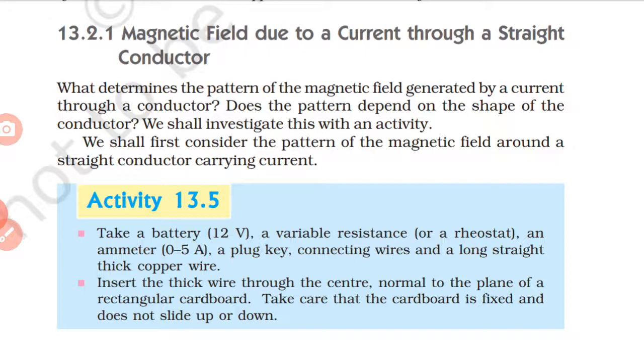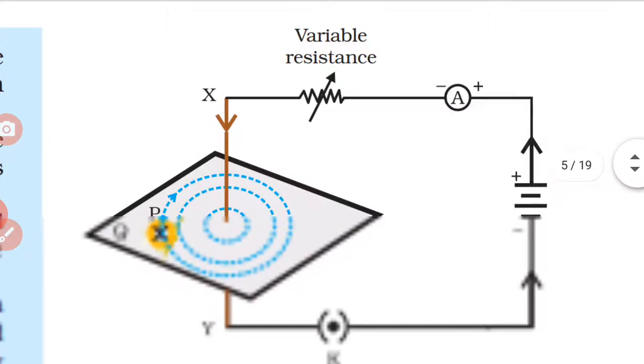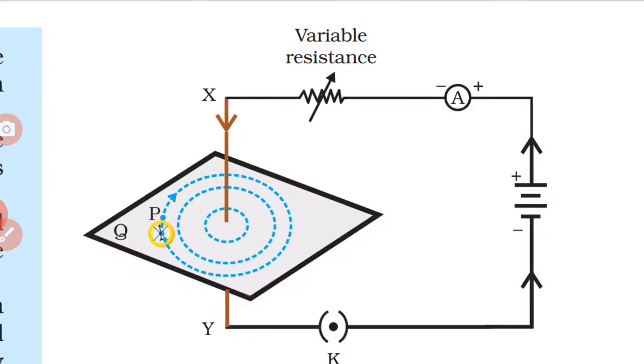Now, the magnetic field due to a current through a straight conductor. For that, make a hole in the center of the cardboard paper and pass the conducting wire through it. Connect the battery, simple key, ammeter and variable resistance as shown in the figure in series connection. Now switch on, that is, pass the electric current through the wire by pressing the key.